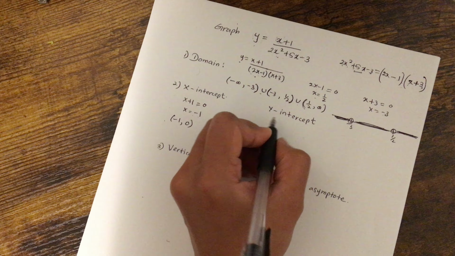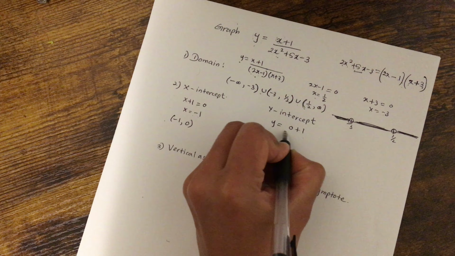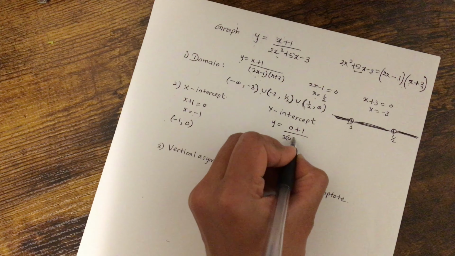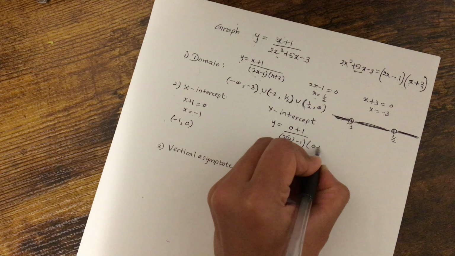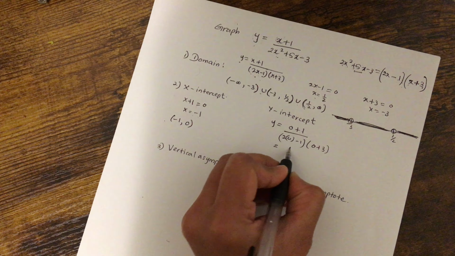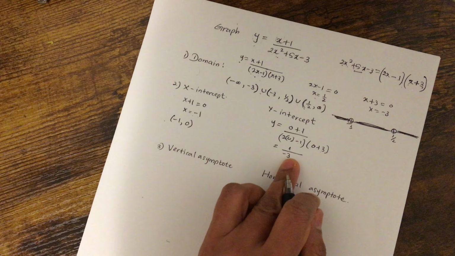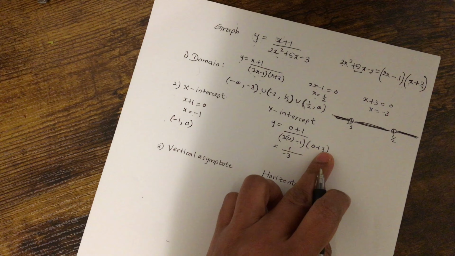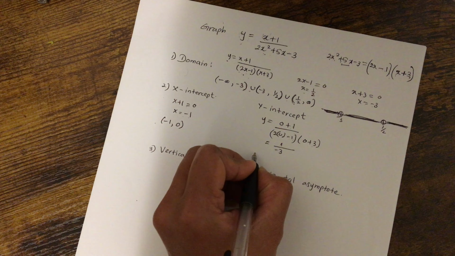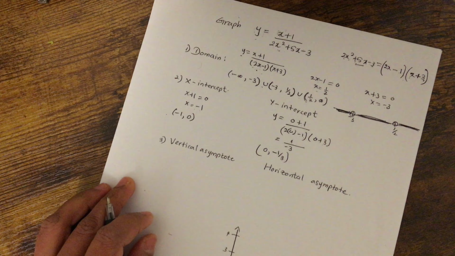And how do you find the y-intercept? At the y-intercept, the x value is 0. So substitute 0 for x. I'm going to use this form: 2 times 0 minus 1 times 0 plus 3. If you solve this, you get: here 1, 2 times 0 is 0, negative 1, positive 3. Multiplication, negative 1 times 3, so negative 1 over 3. So the y-intercept is (0, negative 1 over 3), right?